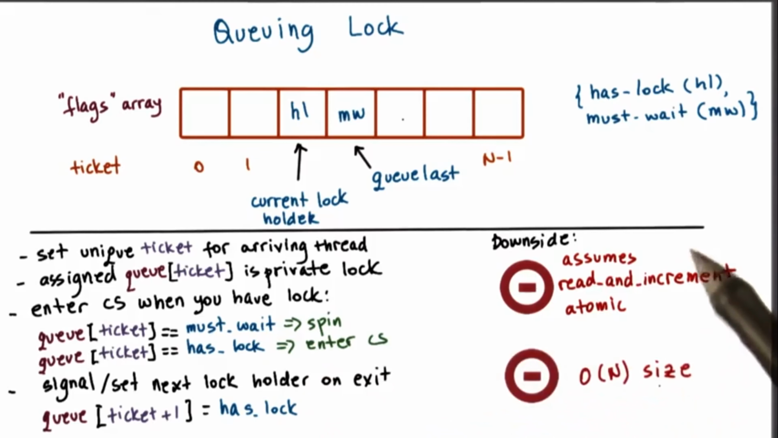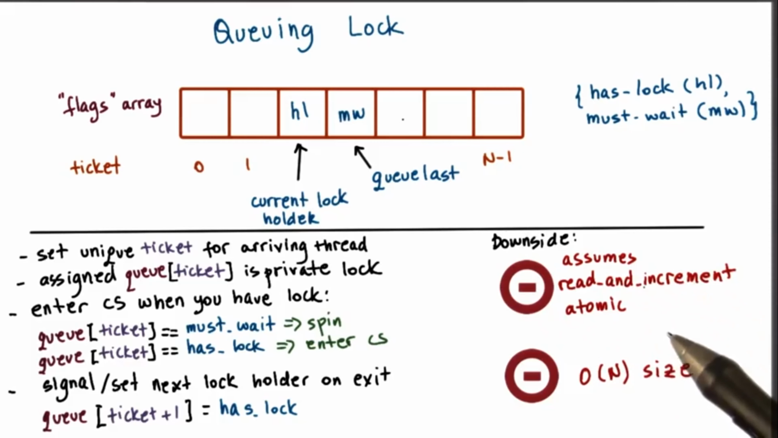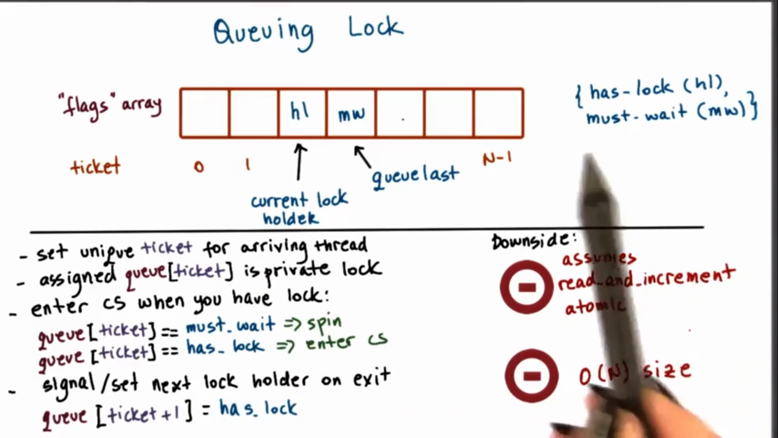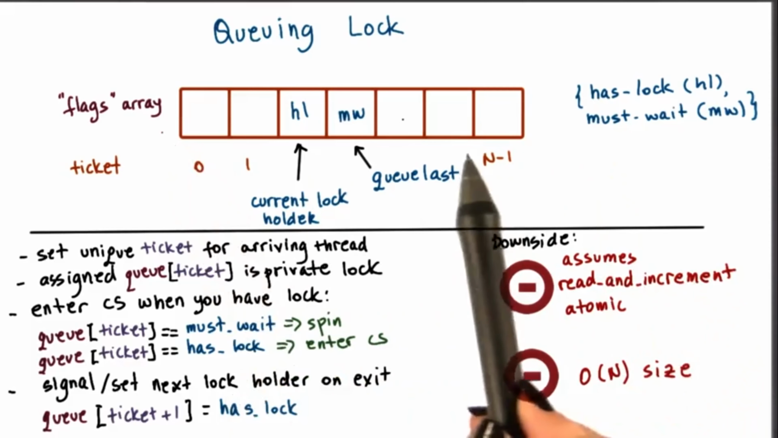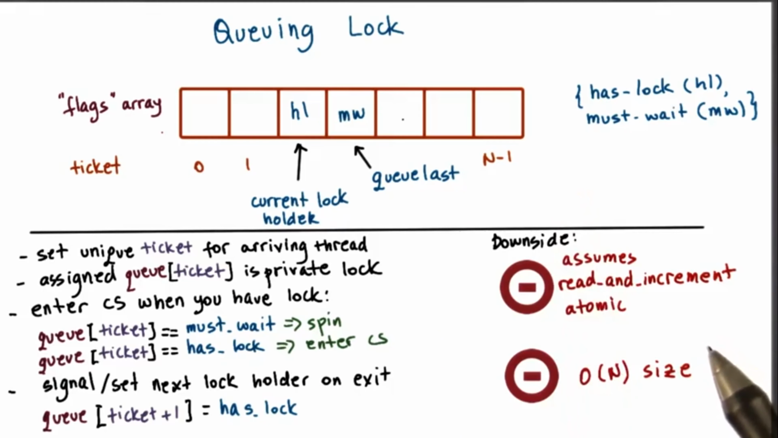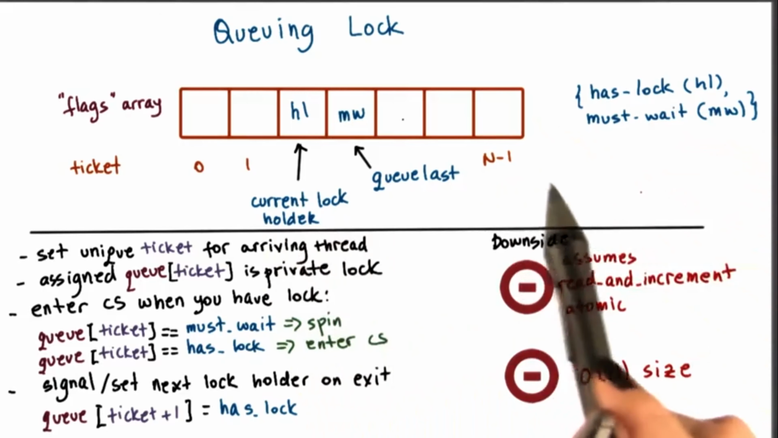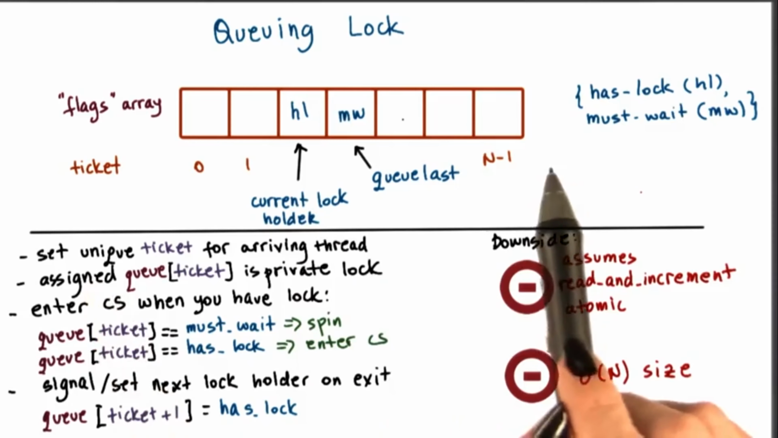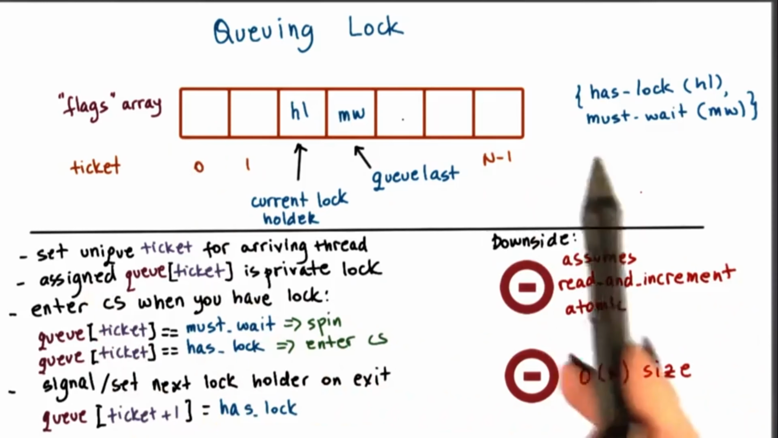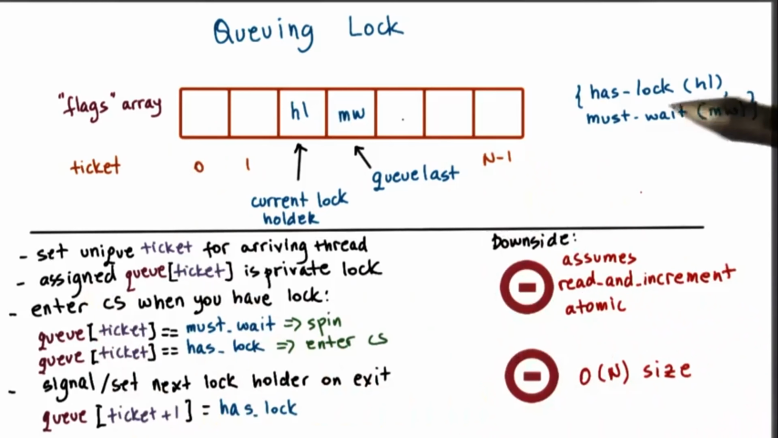Other than the fact that this lock requires some support for some read and increment to be performed atomically, clearly it's going to require a size that is much larger than the other Spinlock implementations. All other locks we saw needed only one memory location to keep the Spinlock information whether the Spinlock is free or busy. And here we need n such locations to keep the values has lock or must wait for each of the elements in this array.